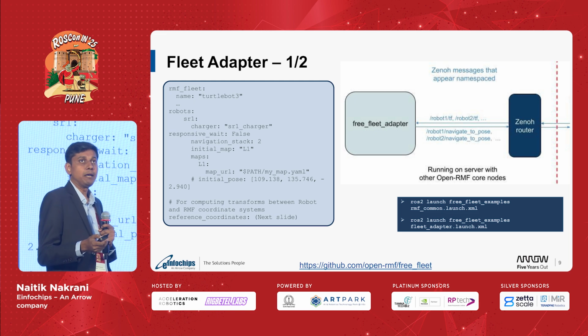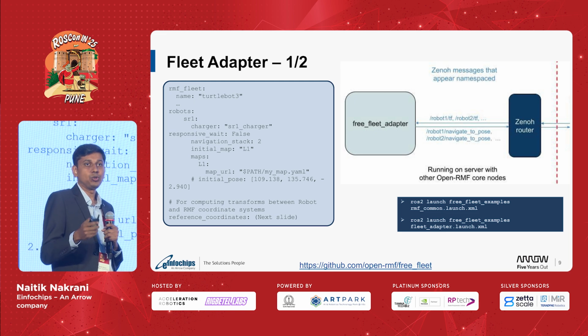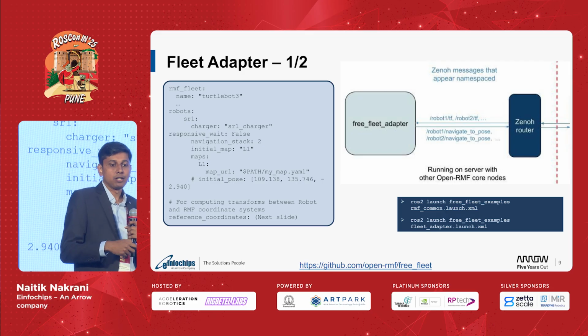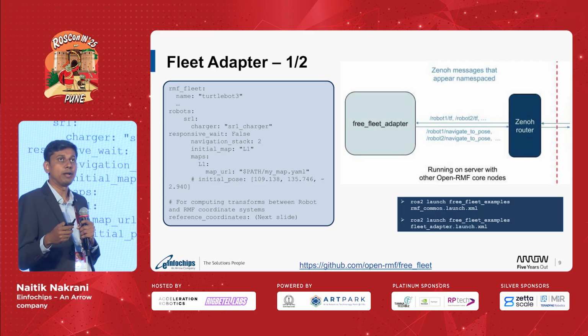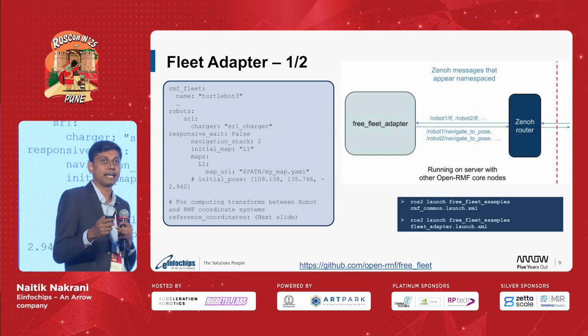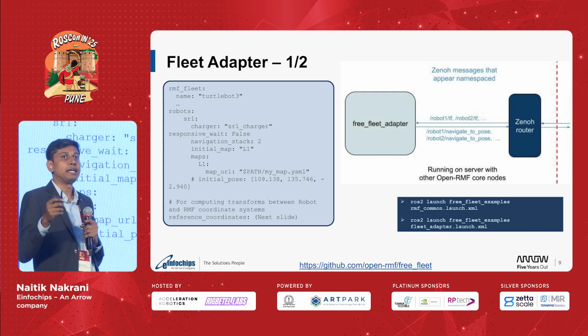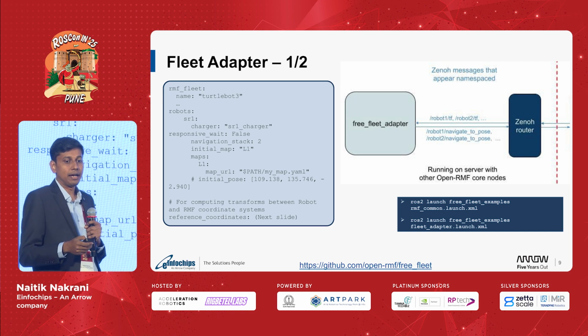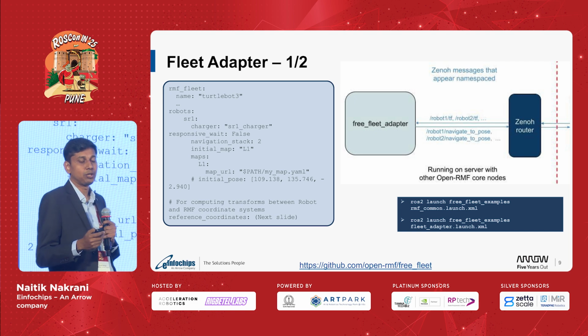Okay, so the fleet adapter, as I said, actually translates physical robot data into OpenRMF. Within the OpenRMF system, for any kind of ROS2 based robot, OpenRMF has one package called free fleet adapter. That's an example of how you can connect any ROS2 based system into your OpenRMF. So free fleet adapter translates your data into the OpenRMF system. And this is an example of the configuration that you can add.